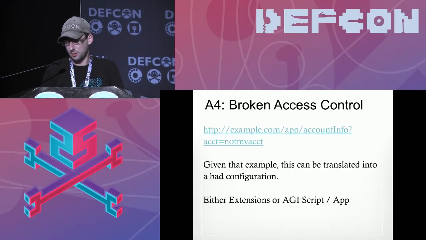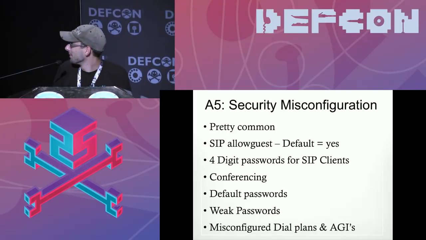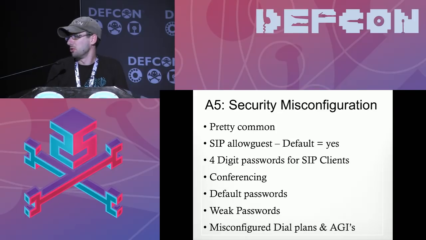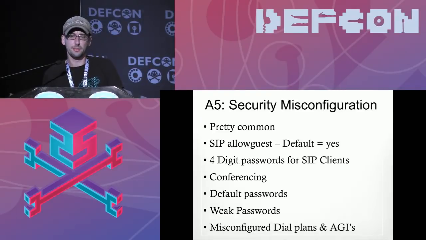So it's related to the next one, which is security misconfiguration, which is pretty common. SIP allow guests means you're allowing anybody that wants to connect with a SIP client to connect, and it's difficult to control the context they're in. A 4-digit password for SIP clients, which may happen to be the same as the extension, is pretty common. You want to change that. Don't have your username the same as the authentication username. There's two separate ones in there for a reason.